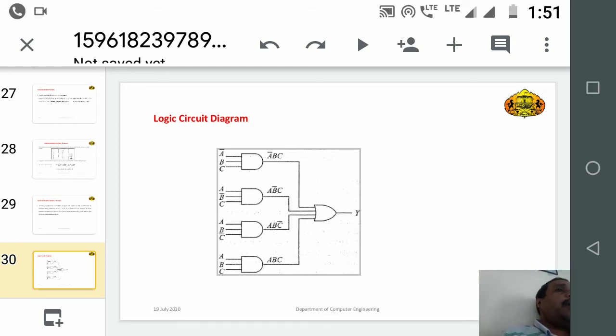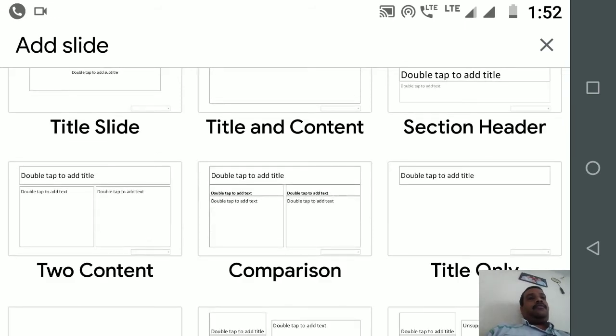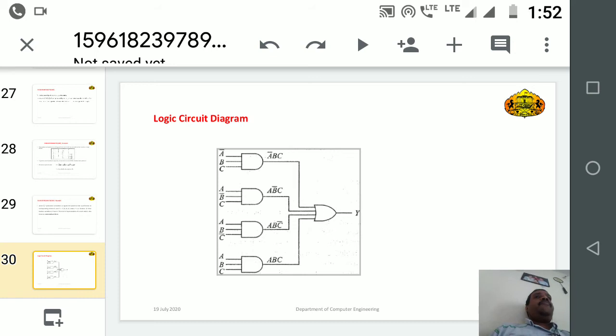So these are the products, and here you have to add these products. For that purpose you are using the OR gate, which adds all these products. That's why it is called the sum of products. In the sum of products, only on the input side a number of AND gates are present, but on the output side there is only one OR gate. This is the representation of the SOP expression with the help of logic gates.